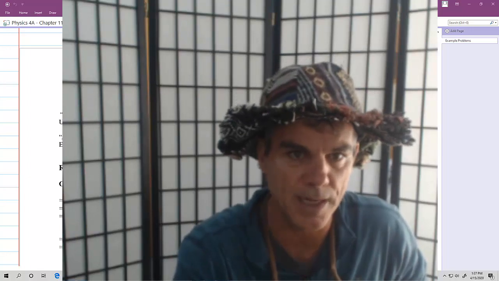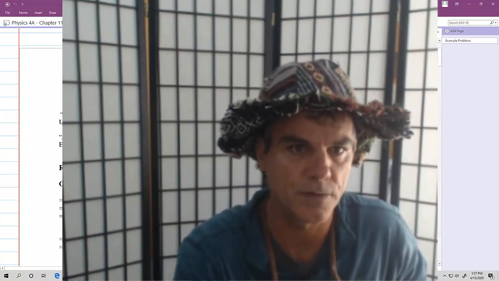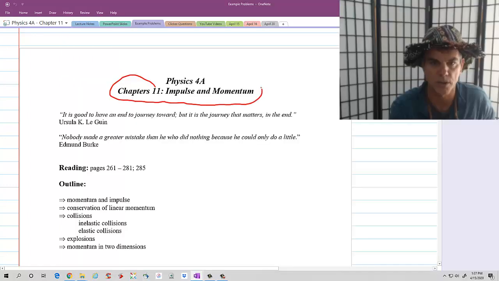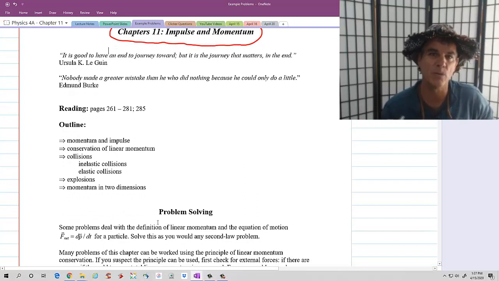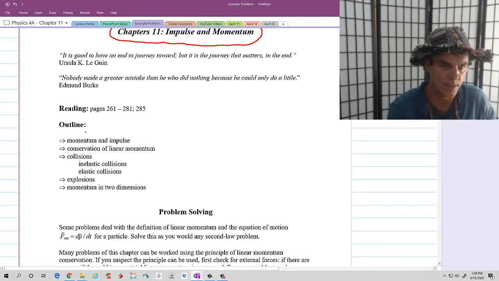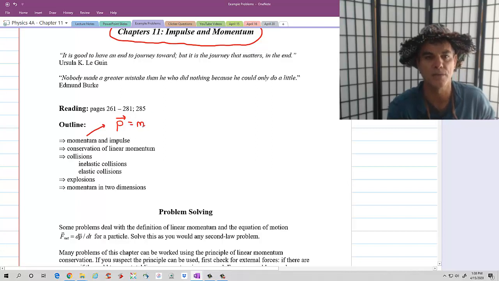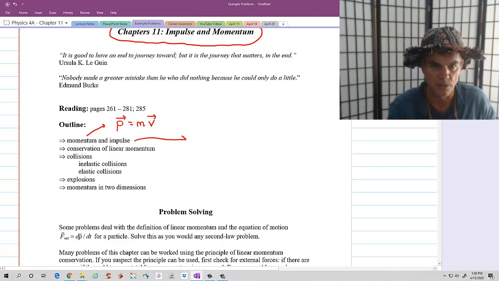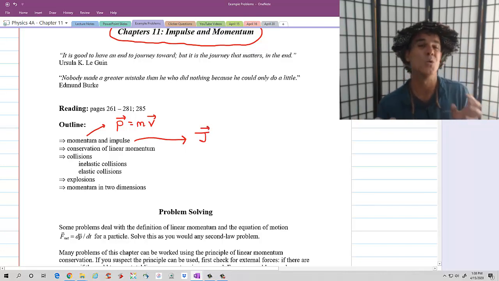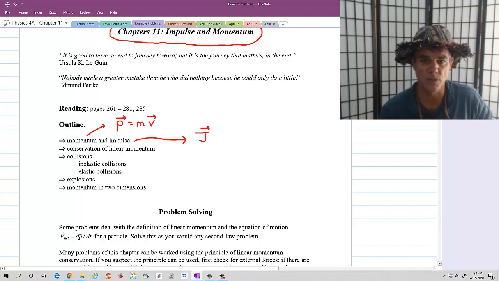So this is the very last chapter we're covering before our first celebration, and it's Chapter 11 on impulse and momentum. So, like I said, today what I'm going to talk about is what the definition of impulse is. And as a little preview, impulse is a vector quantity, and it ends up being equal to the mass of the object in kilograms times the velocity in meters per second. And impulse, I'll go through that today, but we use the symbol J for impulse. I have no idea why we use the symbol J, but that's the symbol that we use.